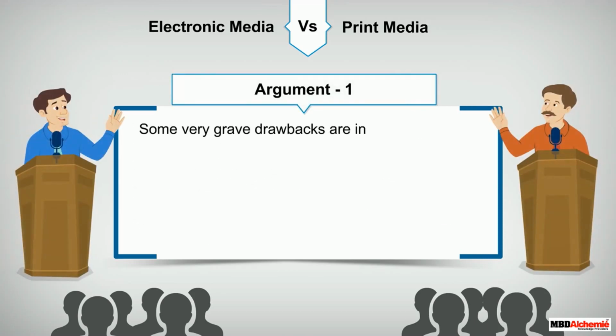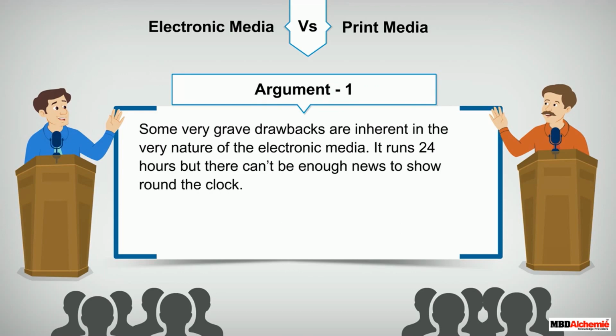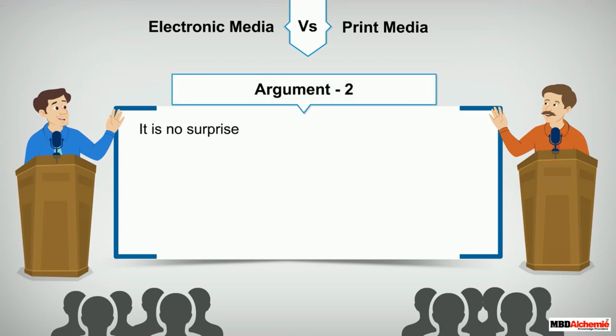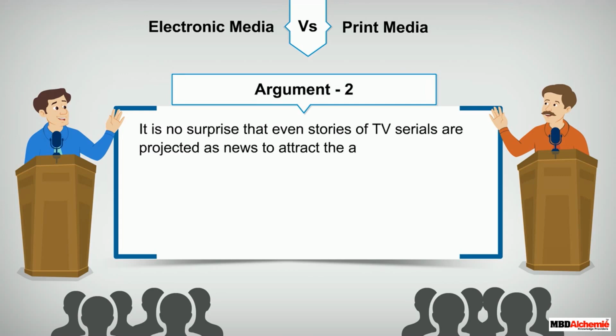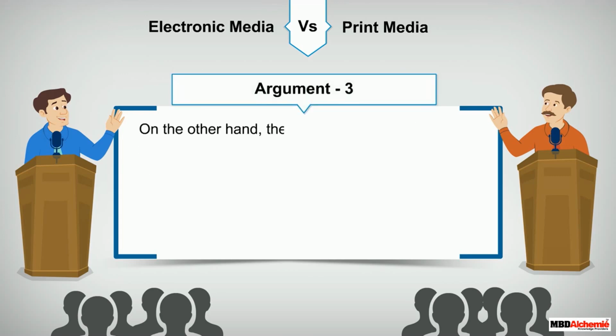Some very grave drawbacks are inherent in the very nature of the electronic media. It runs 24 hours, but there can't be enough news to show round the clock. Thus, electronic media tends to be repetitive and boring. It is no surprise that even stories of TV serials are projected as news to attract the attention of the viewers. On the other hand, the print media is time-tested.